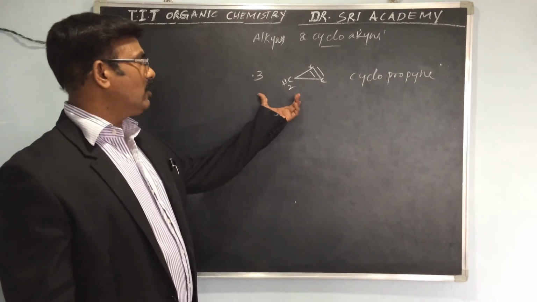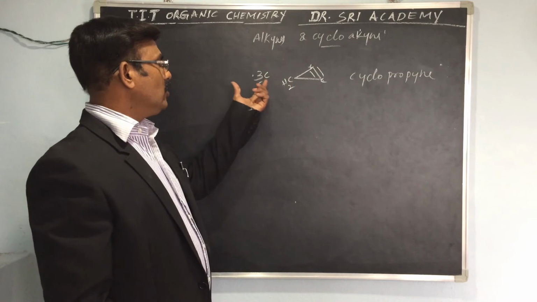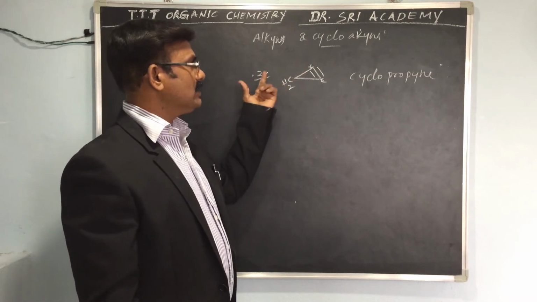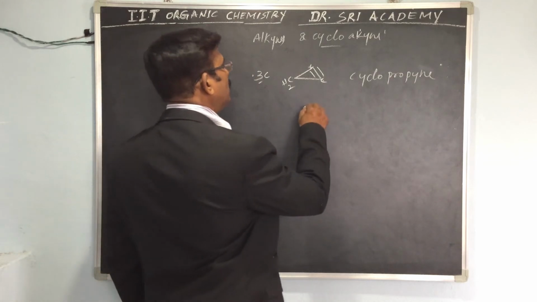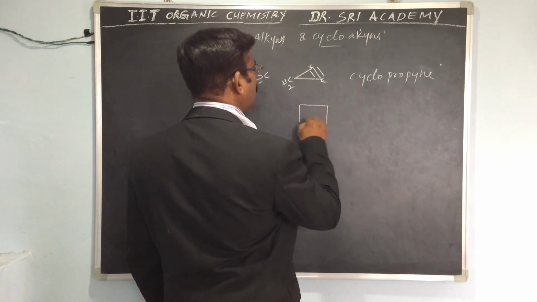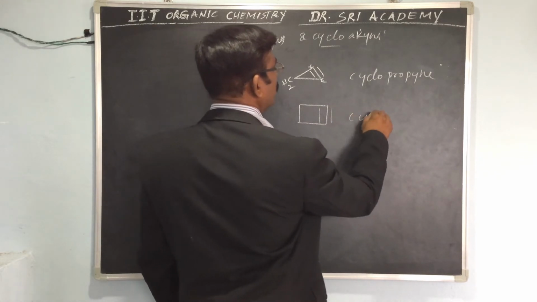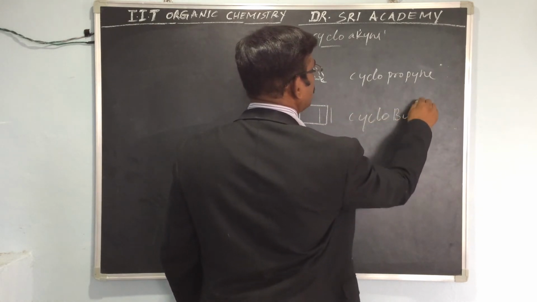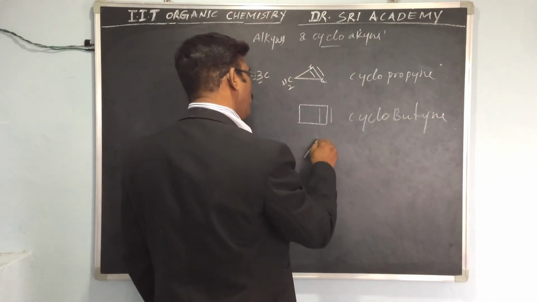Cyclopropyne. Cyclic group, alkyne with 3 carbons. Cyclic propyne. Cyclopropyne, and cyclobutyne. Cyclobutyne, and cyclopentyne.